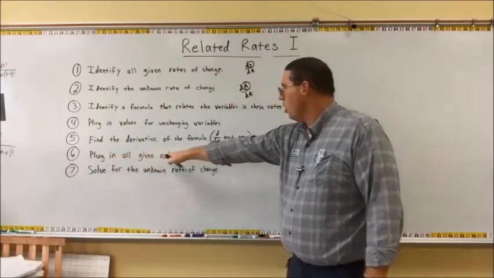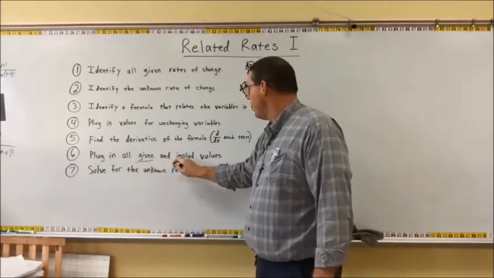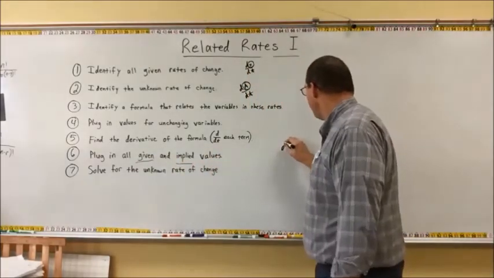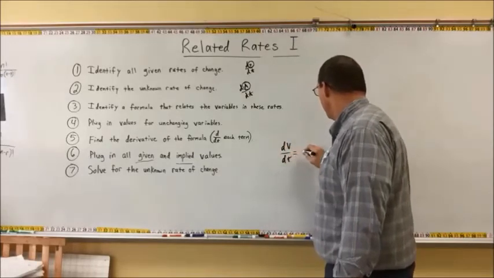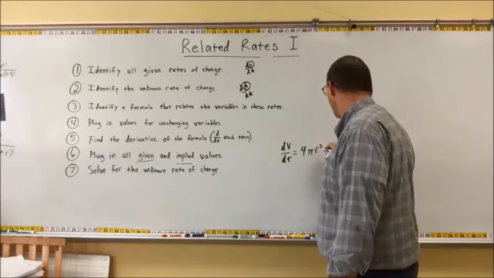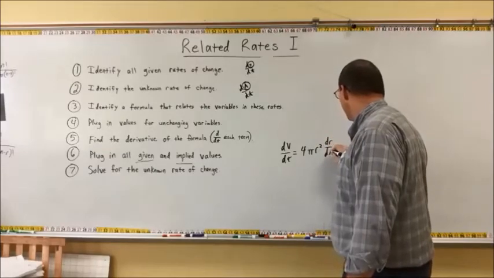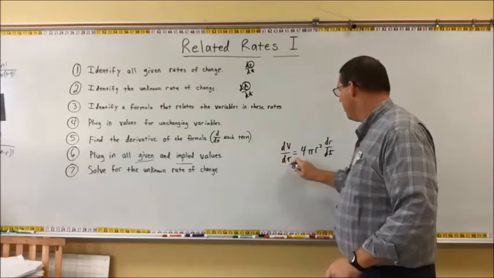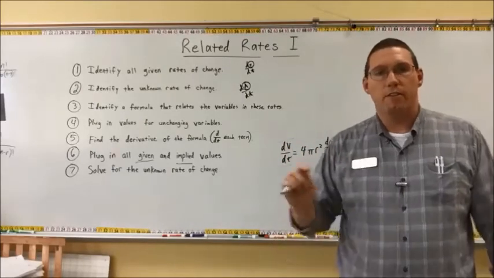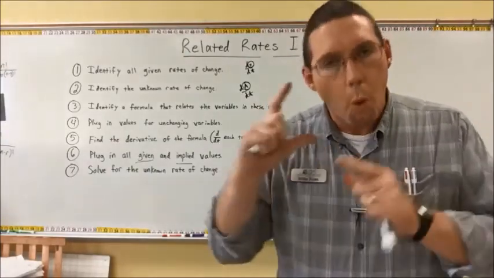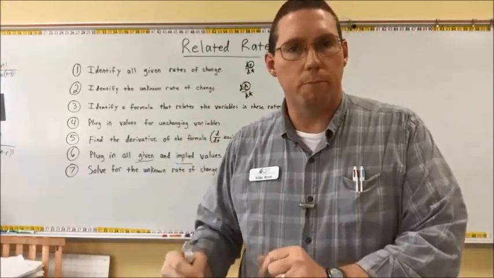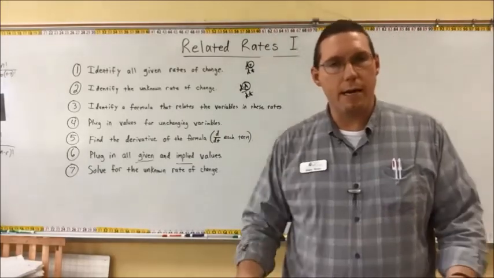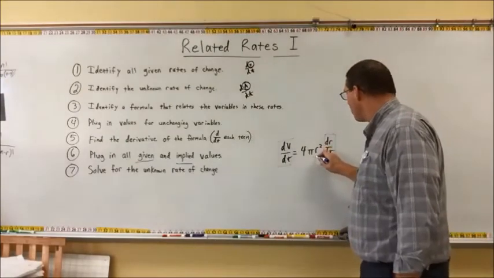Step 6, plug in all given and implied values. So now that you have a formula, now that you have dV dt equals 4 pi r squared dr dt, here's what I want to show you. Here we have 3 variables. The rate of change is a variable. dV dt is a single variable. It's one thing. It is the rate of change in volume. dr dt is a single variable. It's the rate of change in radius. And r is also a variable.